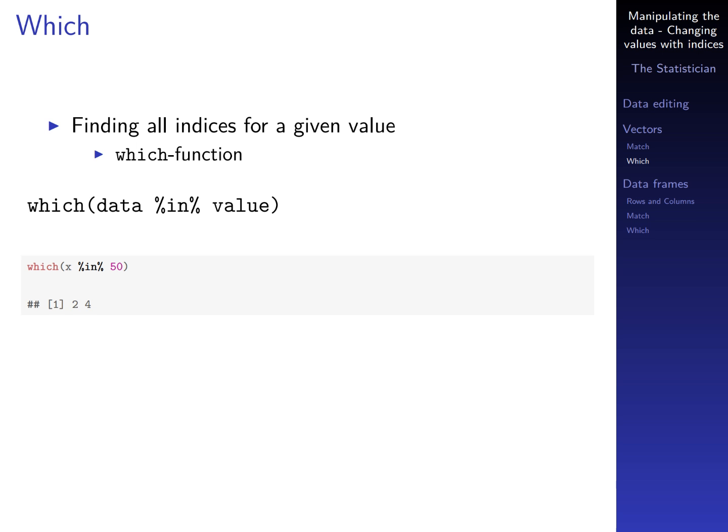And here you see how it works, and we now know that index number 2 and 4 have a value of 50, and we can change them to 5.